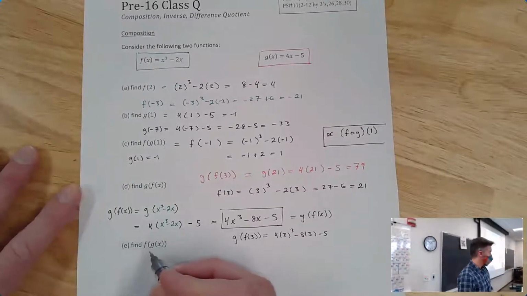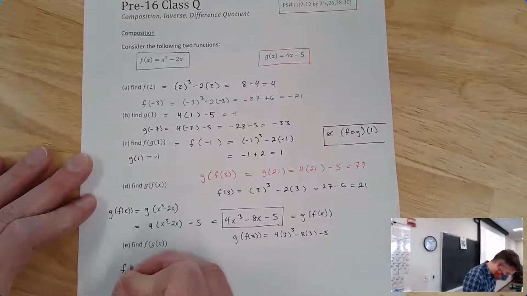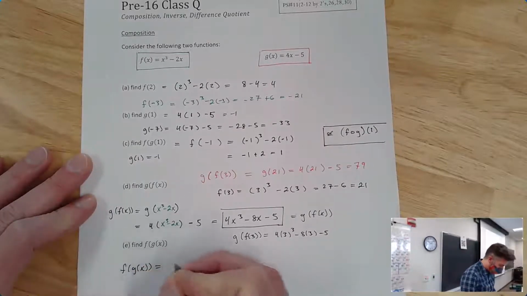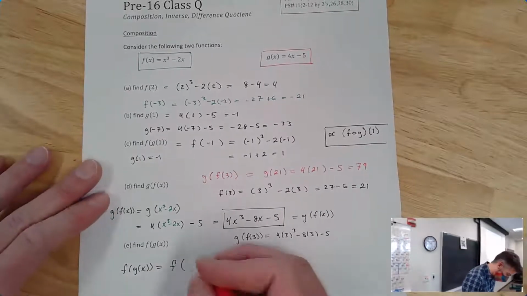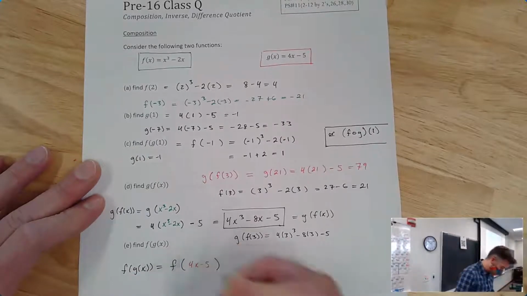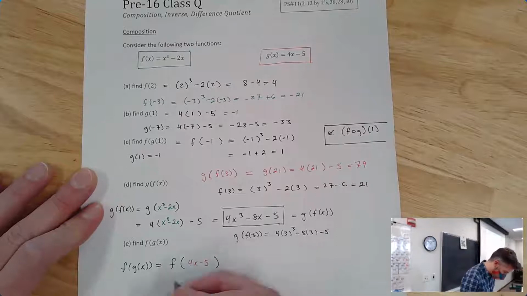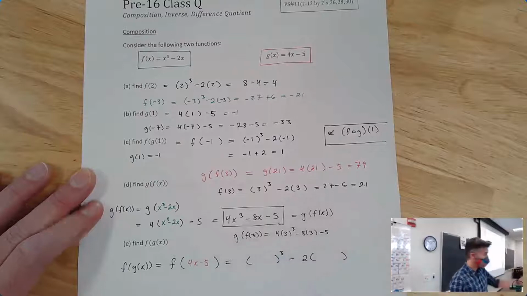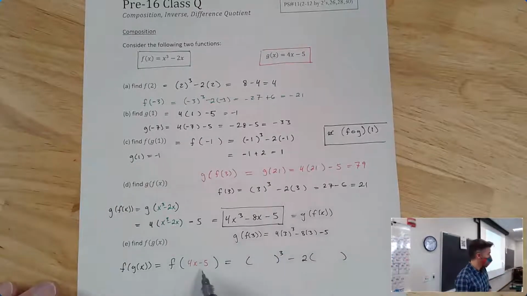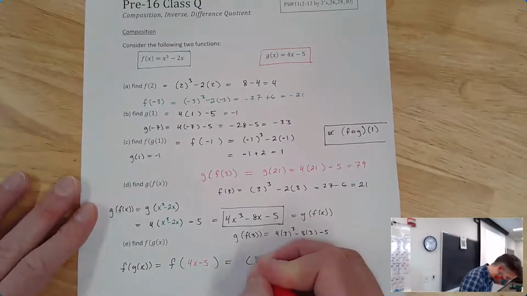And so now we're going to do the opposite thing. We're going to find the composition f of g of x. So f of g of x. Again, I'm always working from the inside out. So I'm going to replace g of x with what it's equal to, which is 4x minus 5. And then we know that f of x is x cubed minus 2x. So f of parentheses is going to be parentheses cubed minus 2 times parentheses. Or as you said, I'm just treating the 4x minus 5 as the x. So wherever I see an x, I'm replacing it with 4x minus 5.